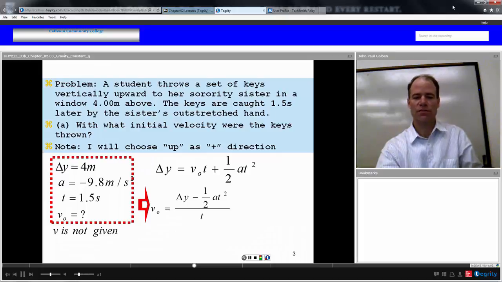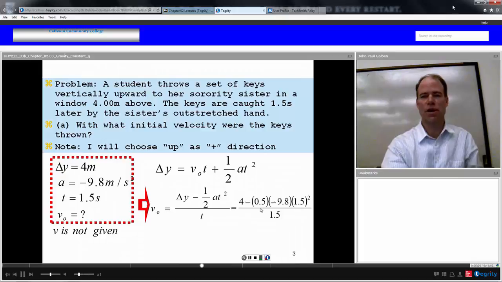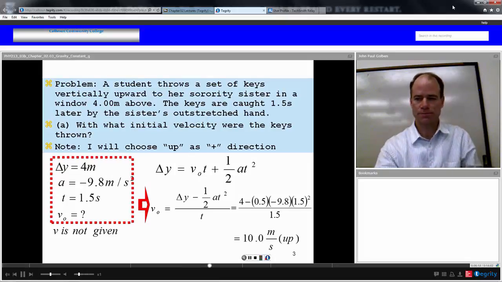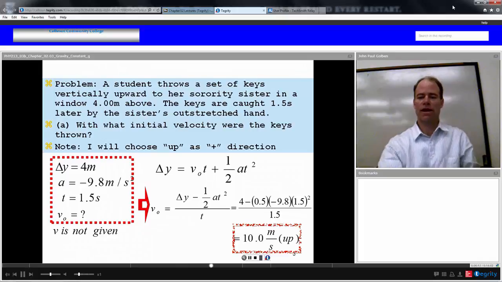We'll solve this for initial velocity, so we'll subtract the 1/2 a t squared from both sides and then divide by t. So we have initial velocity is delta y, displacement, minus 1/2 a t squared, over t. Let's put in our values. Delta y is 4, minus 1/2, 0.5, acceleration was a negative 9.8, t was 1.5 seconds squared, over 1.5. In the numerator, I'm going to have a negative, so that's going to be plus. And when I calculate all that out, I get 10 meters per second. I came up with a positive value, so indeed my initial velocity was a positive 10 meters per second upward.